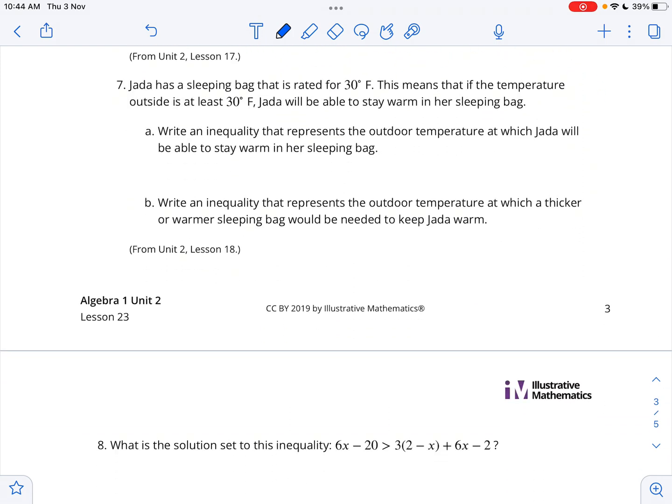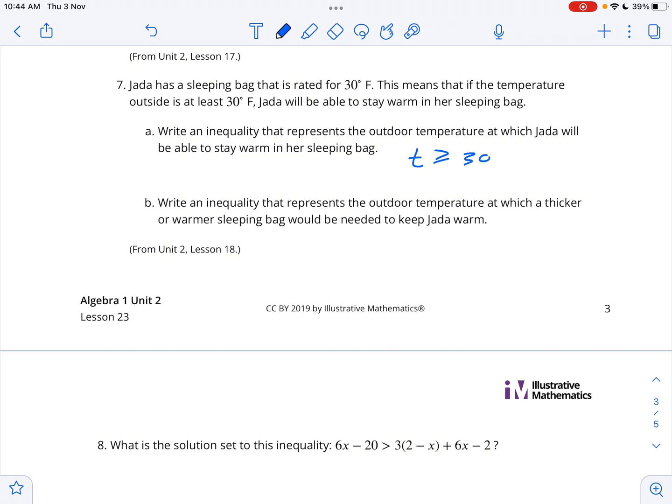Question 7, Jada has a sleeping bag that is rated for 30 degrees. This means that if the temperature outside is at least 30 degrees, Jada will be able to stay warm in her sleeping bag. Write an inequality that represents the outdoor temperature at which Jada will be able to stay warm in her sleeping bag. I would probably say I'll use T for temperature, and T needs to be greater than or equal to 30 in order for her to stay warm.